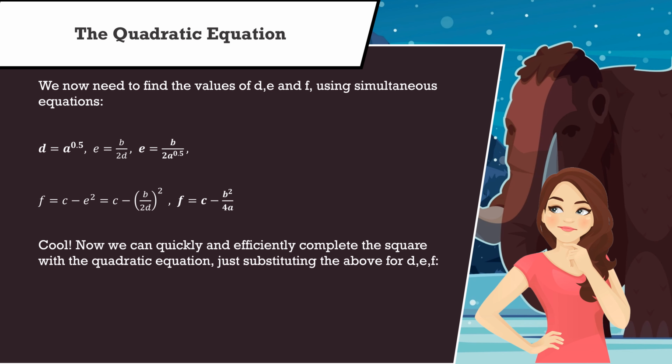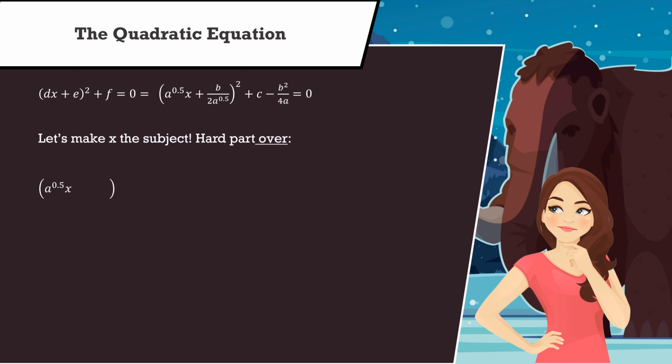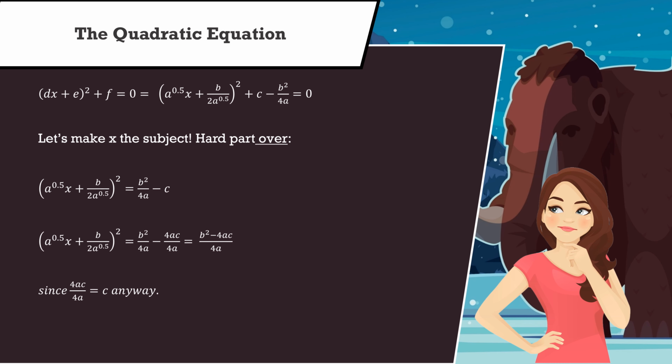We now need to find the values of d, e, and f using simultaneous equations. And once we do that, it's all cool. Now we can quickly and efficiently complete the square with the quadratic equation, just substituting the above for d, e, and f. Man, you guys really have me talking about these a lot here, don't you? After some rearrangements, we can make x the subject and the hard part is over.